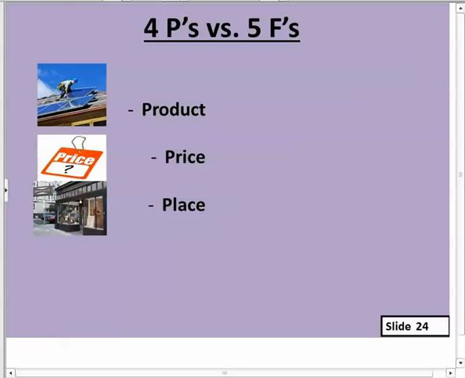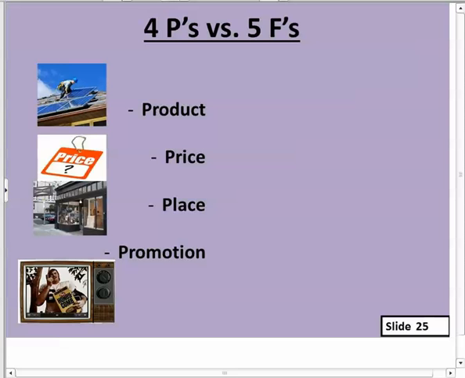Where is it? Is it easy to get? Is it close by? Can a person walk in and pick it up off the shelf? Or is it something that has to be ordered? So where is it? What place? And then finally, what is the promotion that you use to educate your customers?